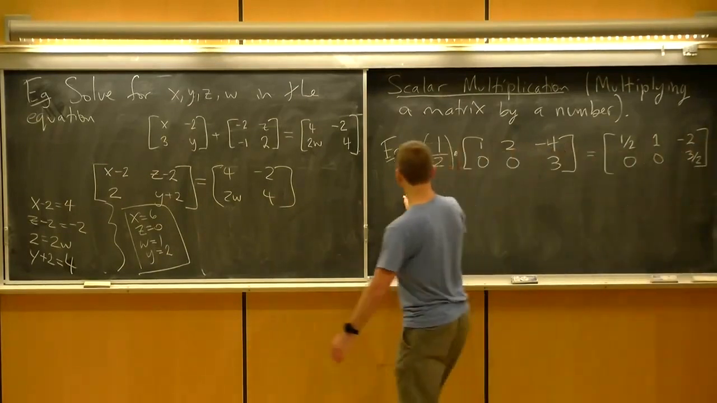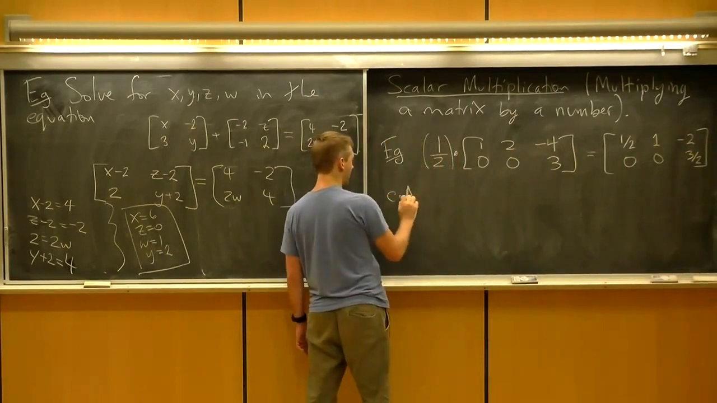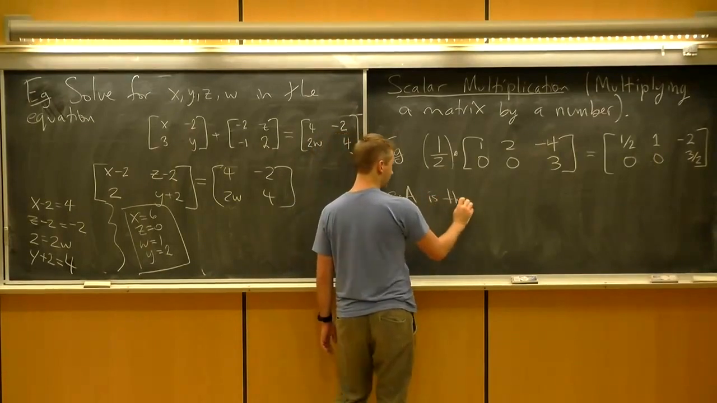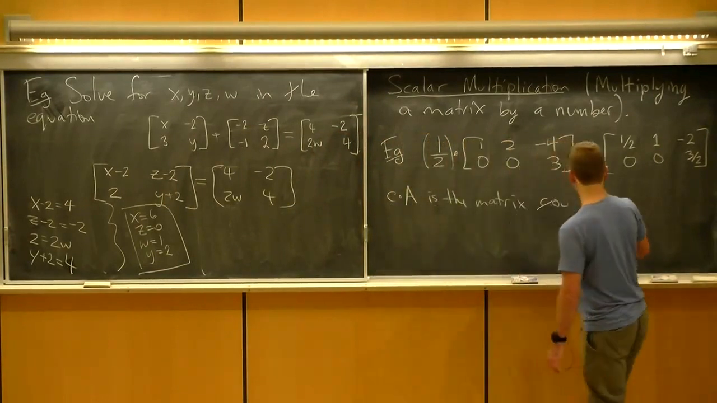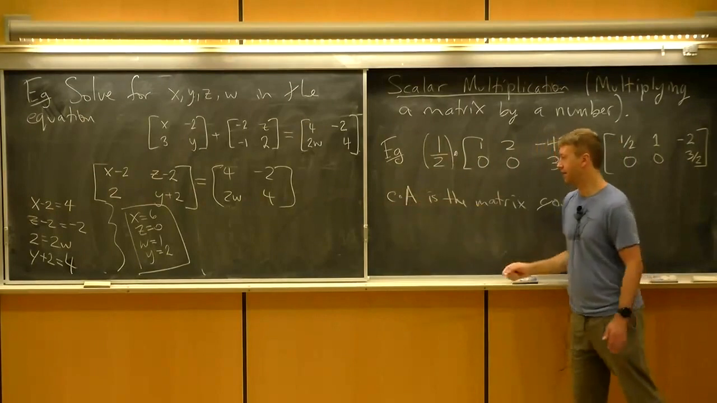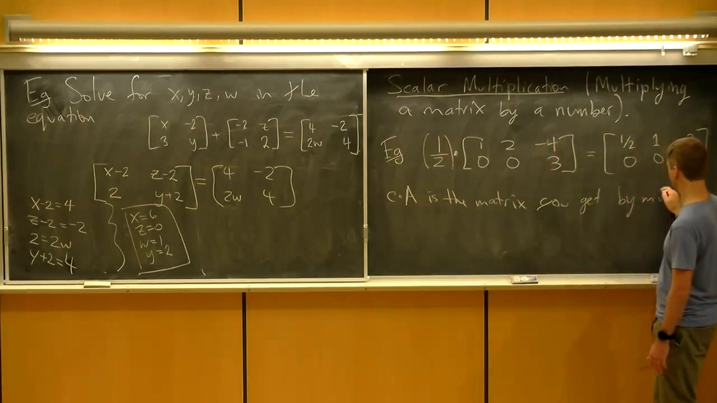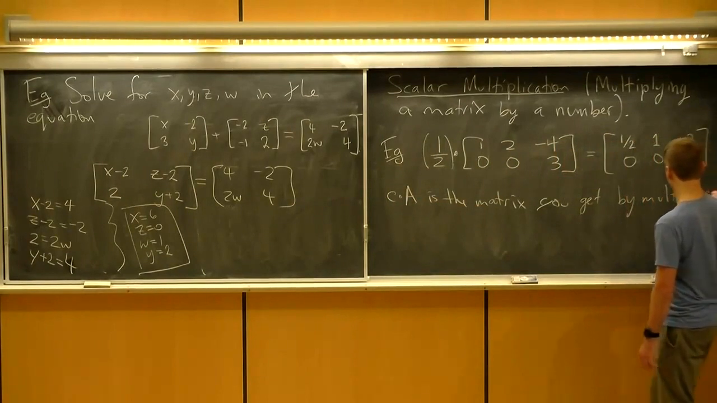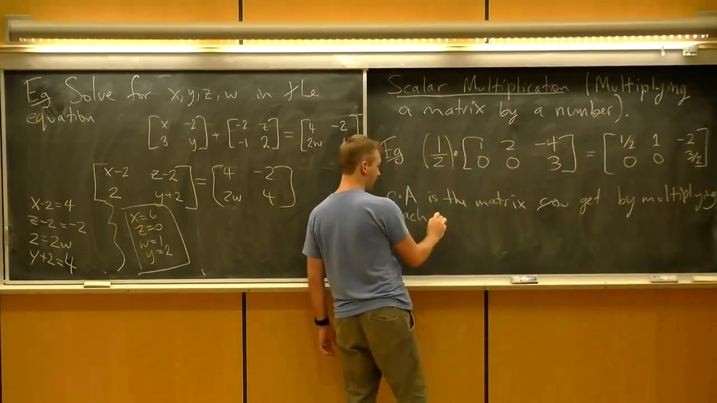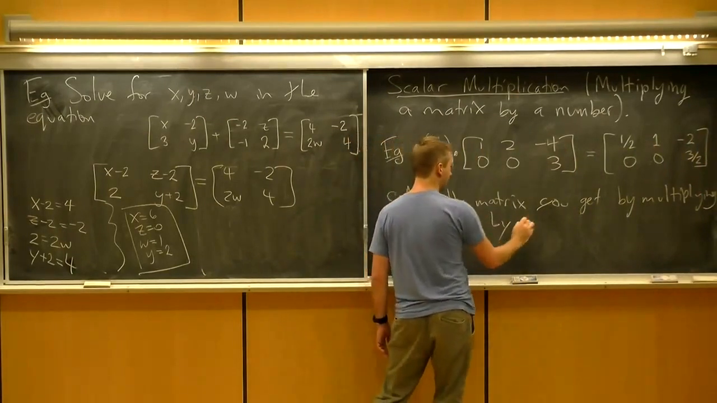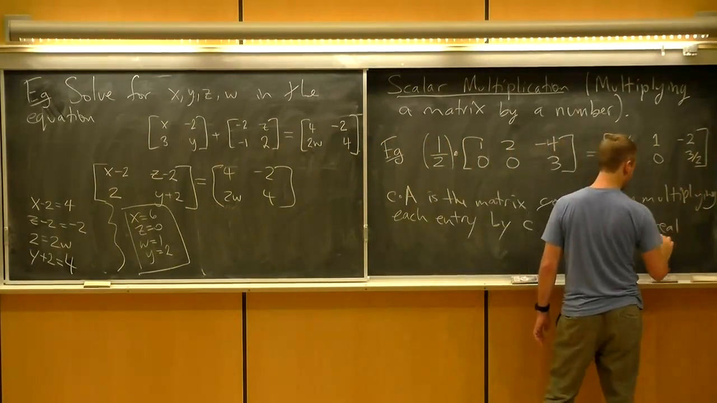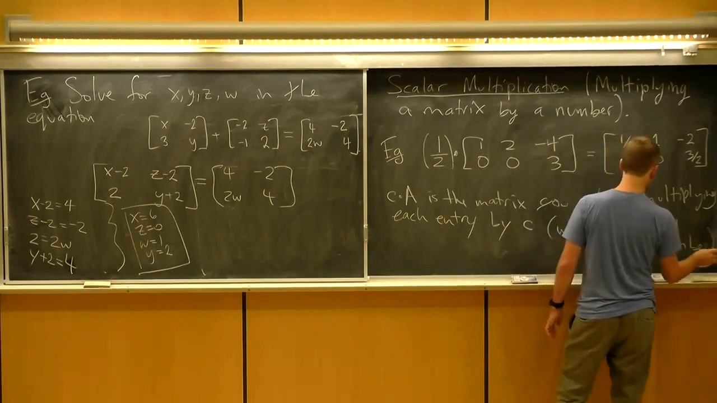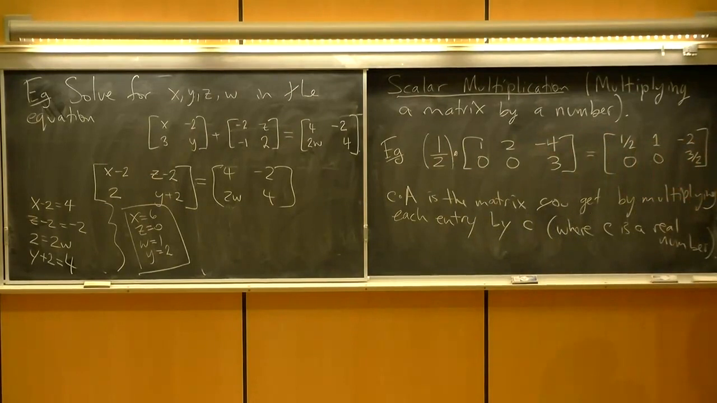So generally, C times A is the matrix you get by multiplying everything in A by C, so each entry by C, where C is a real number. Okay. Any questions about this?